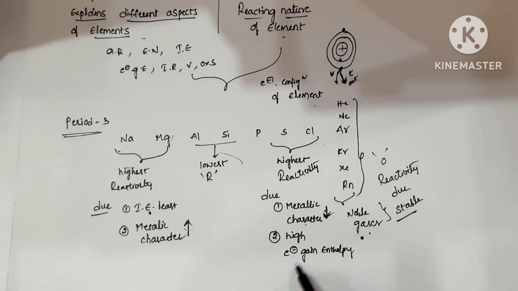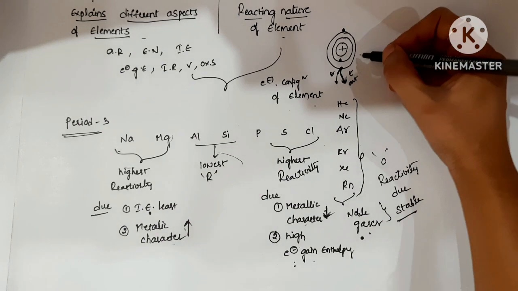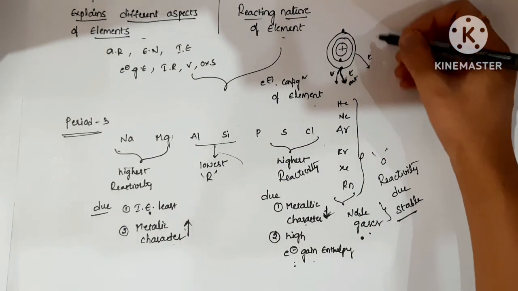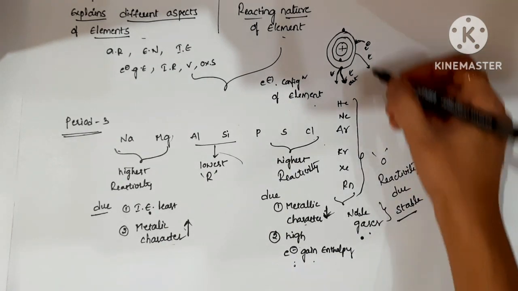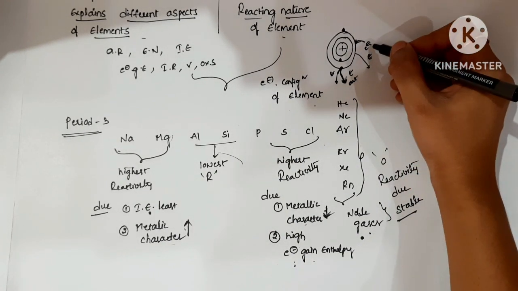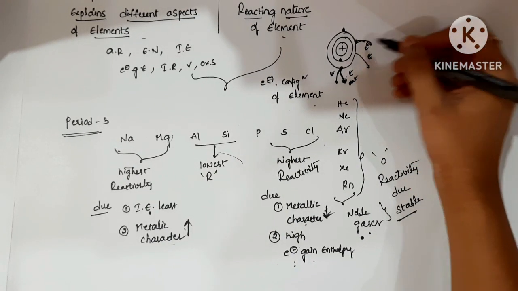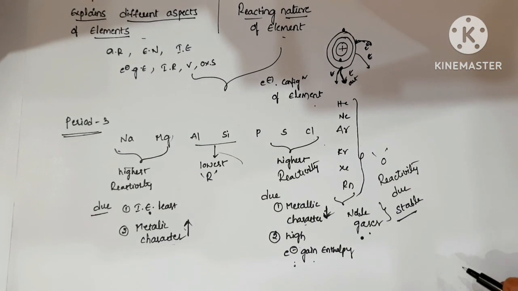And the second one is high electron gain enthalpy. What is electron gain enthalpy? Energy is released when an electron is added to an atom. This is electron gain enthalpy.